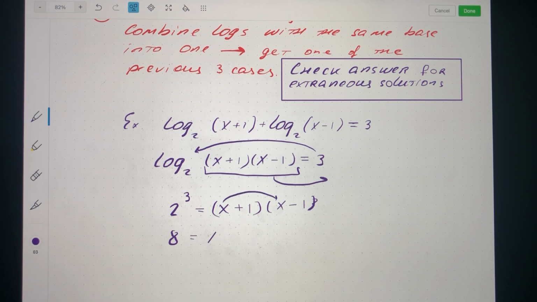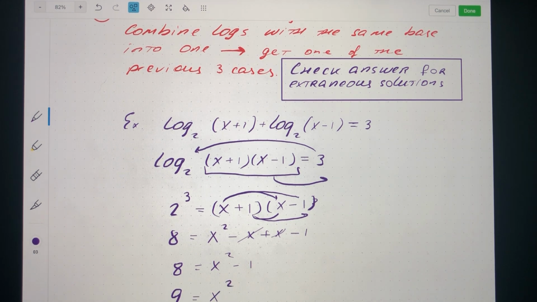X times x is x squared. X times negative 1 is negative x. 1 times x is positive x. 1 times negative 1 is negative 1. The x's cancel off, making 8 equals x squared minus 1. To get x squared by itself, we add 1 to both sides, making 9.